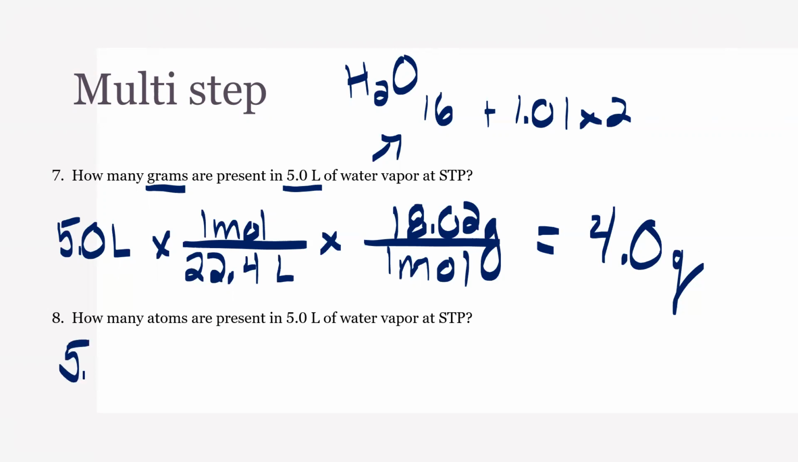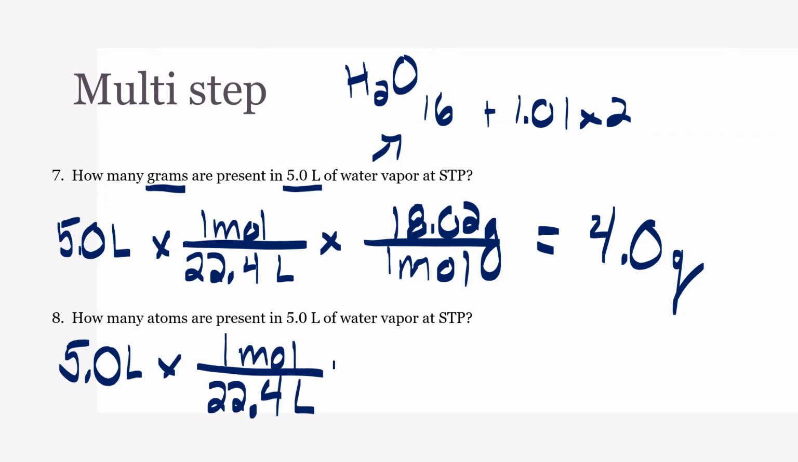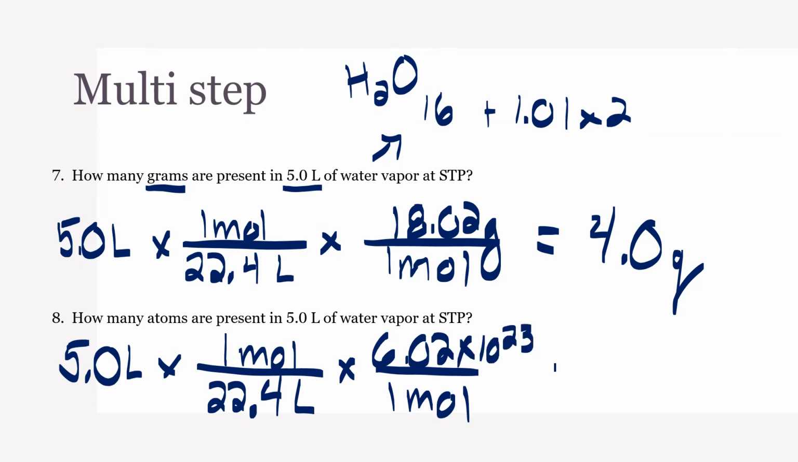Similarly, if we instead wanted to find out how many atoms, or I guess molecules would be a better term here, of water vapor there was, we would start the same way, but then instead we can go and convert it to our molecule number. So the last step will change based on the information we're looking for. Again, trying to round to sig figs, we get 1.3 times 10 to the 23rd.